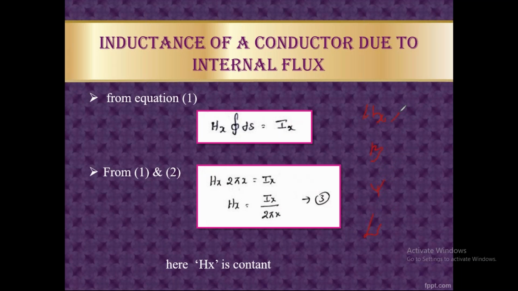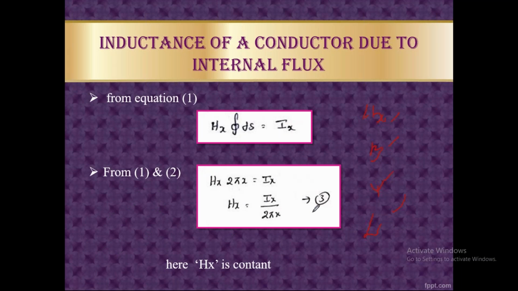So these are the steps we are going to derive. First one is magnetic field intensity, which is already over. Hx is equal to Ix divided by 2 pi x. It means that when current flows, due to the current the magnetic field intensity will be generated in the circumference of the area. So that is the equation represented here.